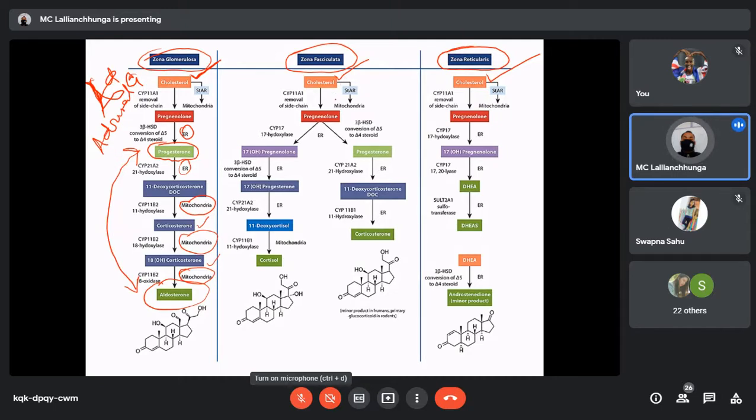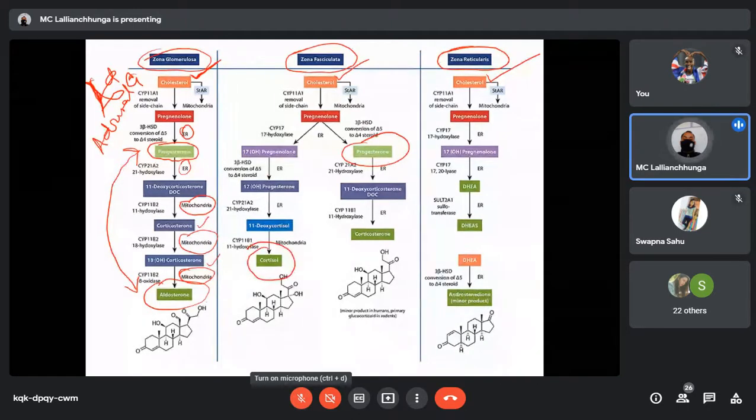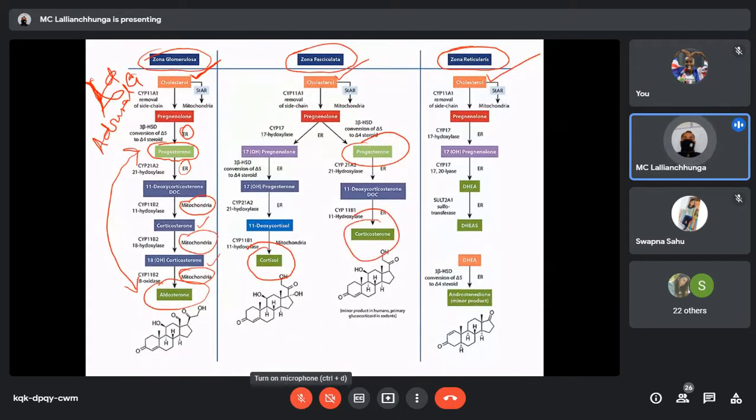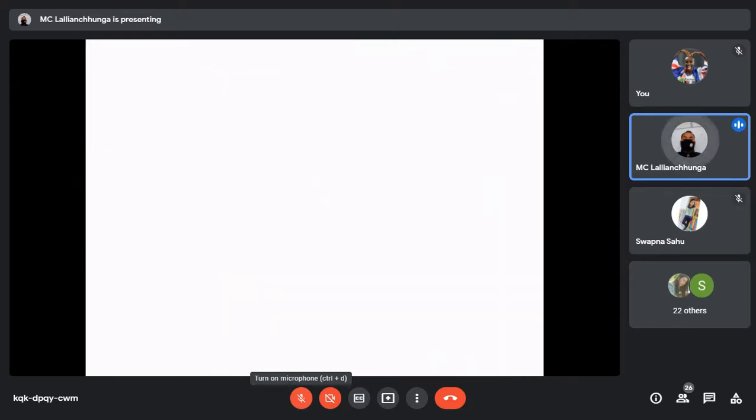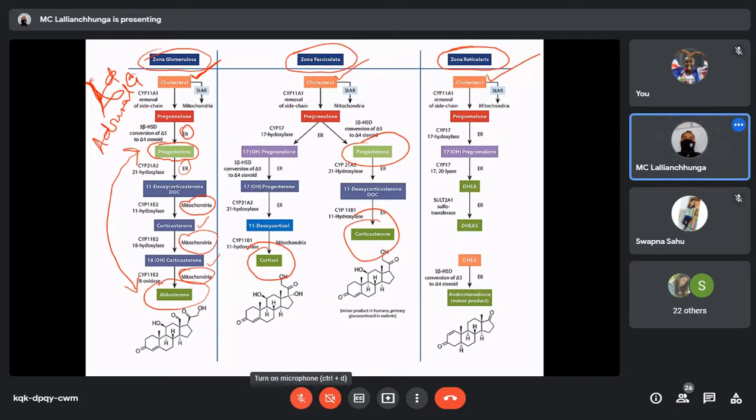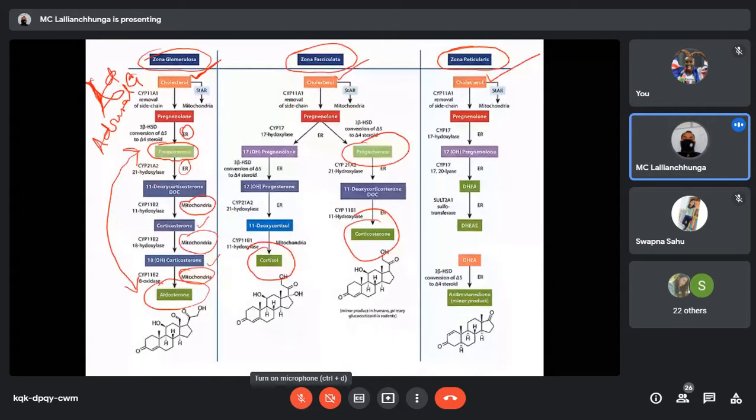Inside the fasciculata, same thing, cholesterol is converted into pregnenolone, and pregnenolone is converted into progesterone, as we have seen. This part is producing, ultimately, cortisol. Here progesterone, here corticosterone, highlighted in green color. These are important hormones. The reticularis also has production here. So this is just one example in the adrenal cortex.